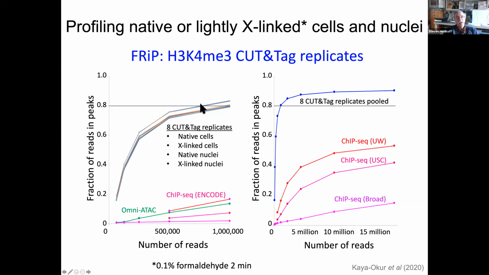And although we didn't sequence very deeply here, if we pool them, you can see that we maintain the signal and noise advantage over ChIP-seq from the ENCODE project even going out to here, 18 million reads.